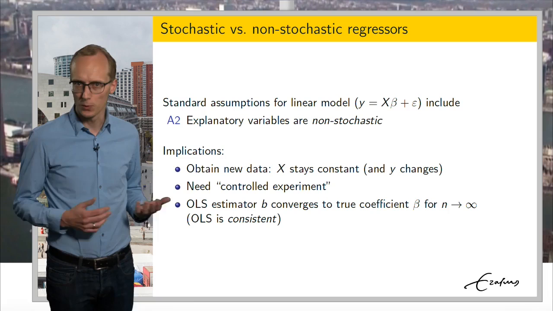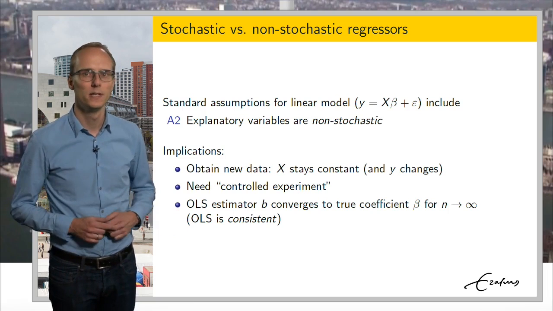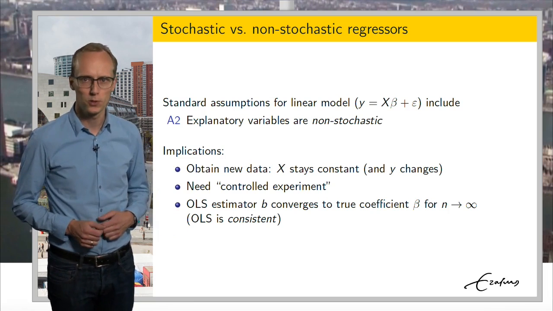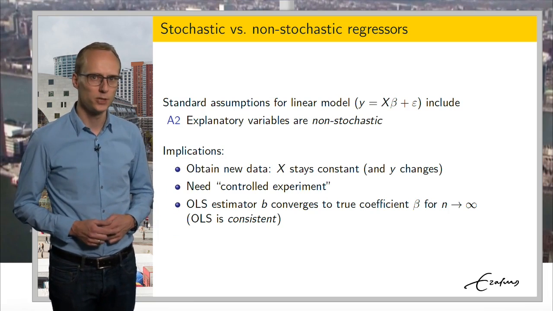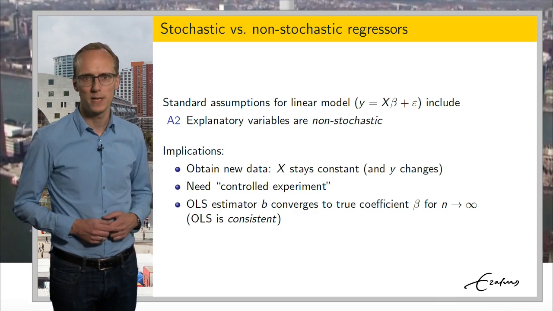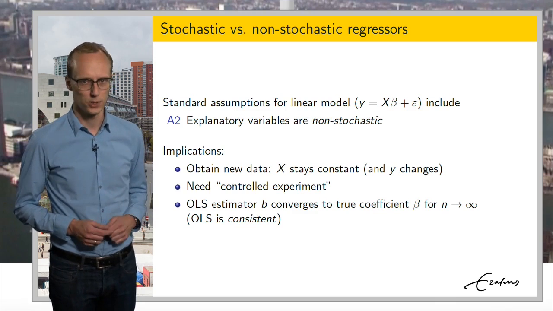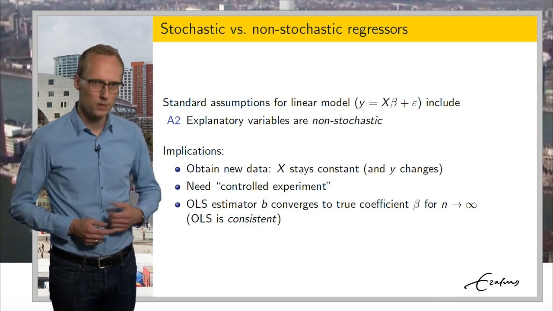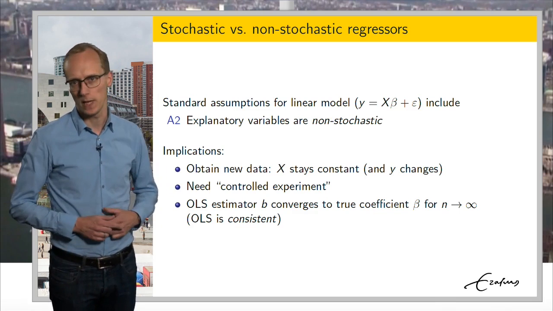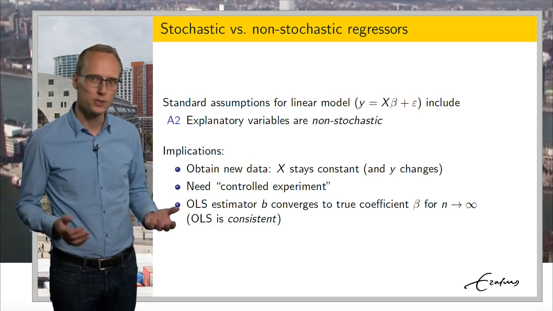This is like a controlled experiment, where the researcher determines the experimental conditions coded in x. This assumption is crucial for the OLS estimator to be consistent. Consistent means that the estimator b converges to the true coefficient beta when the dataset grows larger and larger.